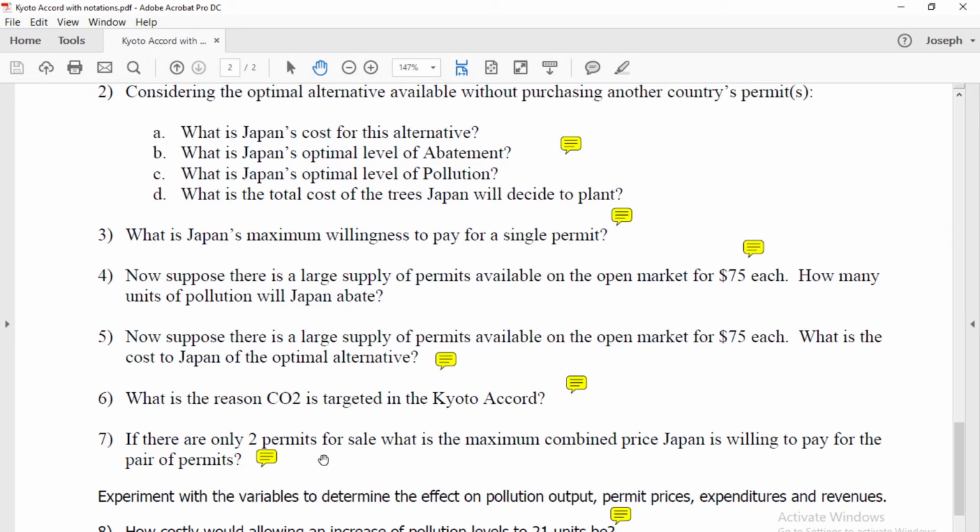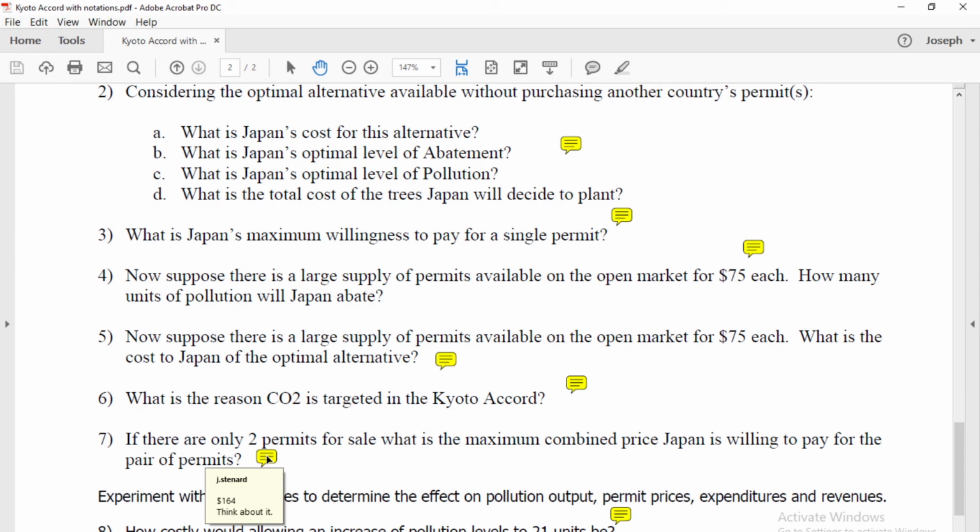If there were only 2 permits for sale, what's the maximum combined price Japan is willing to pay for the pair of permits? Now this one often leads to a good discussion in class. I'm going to explain the way I think about it here. $164 is what I said. Now the first impulse that people often have, if they didn't give it a whole lot of thought, is they figure that someone is willing to pay $200 for the 2 permits.